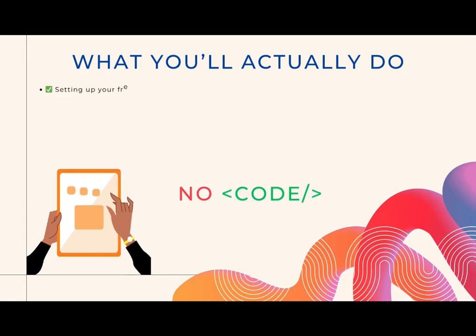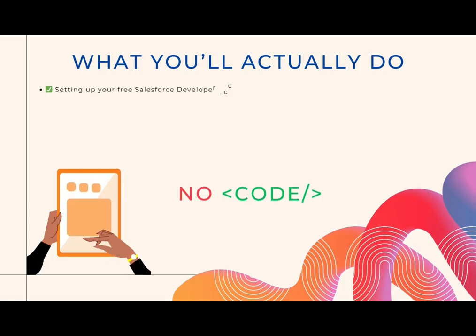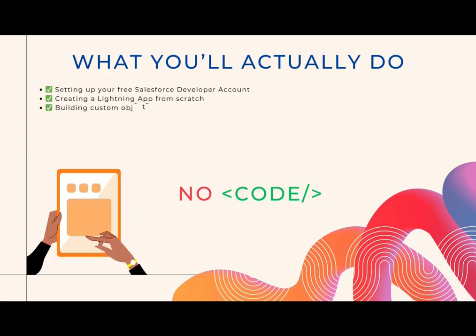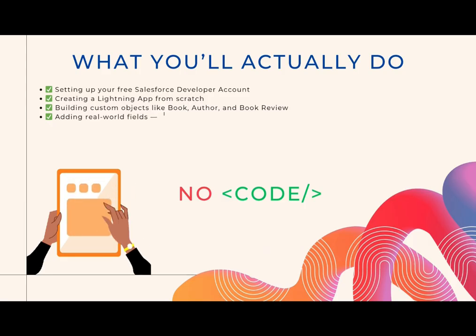This isn't just a bunch of theory. You'll follow along with me, screen by screen, as we build the app from scratch. Here's what we'll cover, chapter by chapter. Setting up your free Salesforce developer account. Creating a Lightning app from scratch. Building custom objects like book, author, and book review.